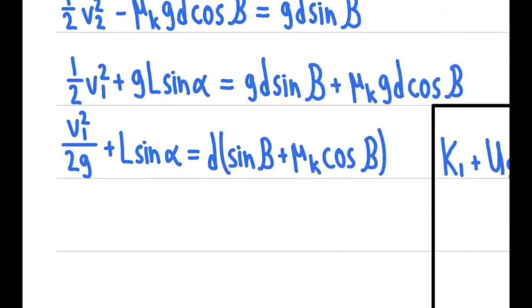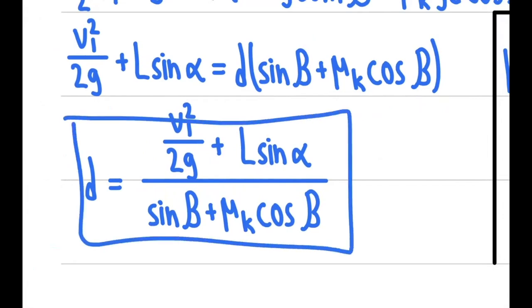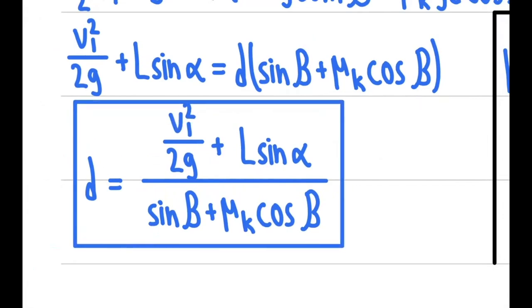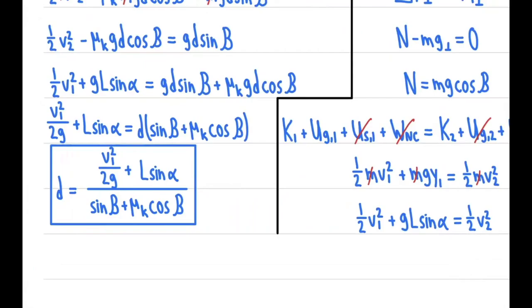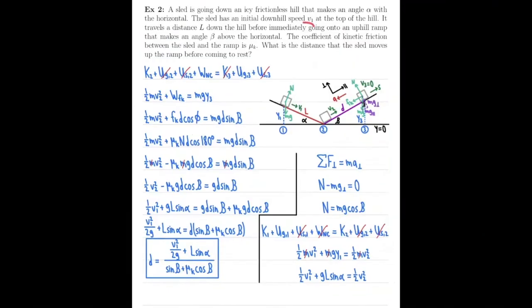All right, so the last step to find D is divide both sides by sine beta plus mu k cosine beta. Looks prettier in variable form. So let me just quickly double check. The problem gives us v1, so that's good. We know g. The problem gives us L. The problem gives us alpha as well. The problem gives us beta and mu k. So I wrote D in terms of everything that was given in the problem and the constant g. So we're good.